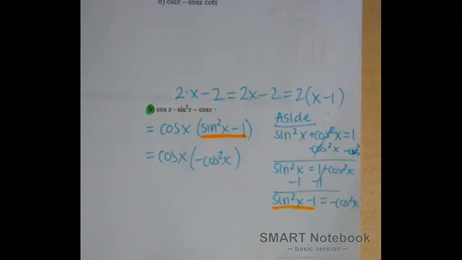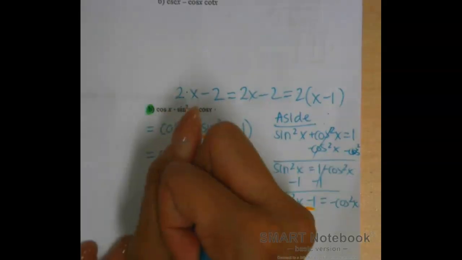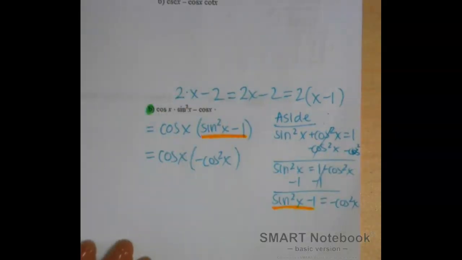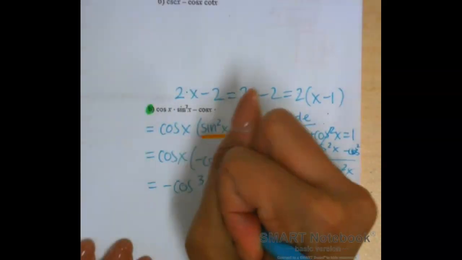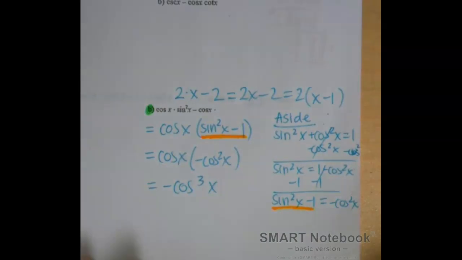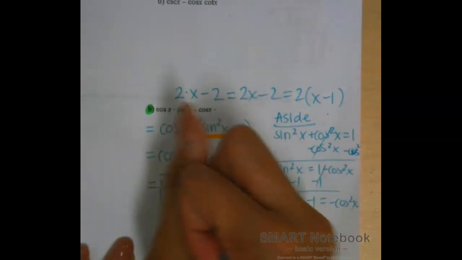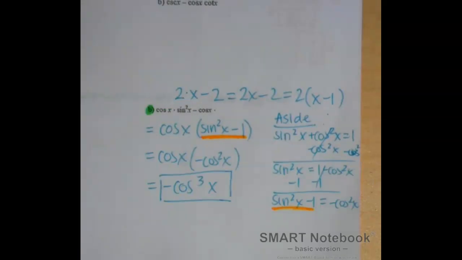Not just Valerie, any of you guys. If you have cosine x times negative cosine squared x, what does that equal? Cosine x times negative cosine squared x. Say it again. Cosine cubed. That's exactly it. This is negative cosine cubed x. You're just multiplying them. You have 3 cosines. There's 2 here, 1 here. Multiply all 3. So your answer is just negative cosine cubed x.